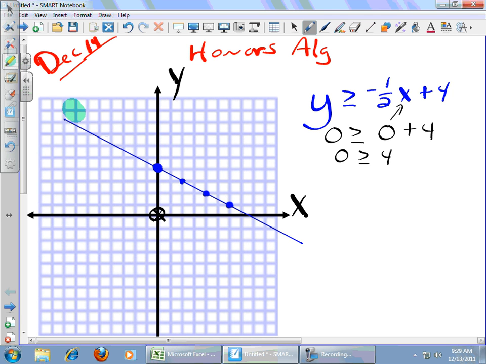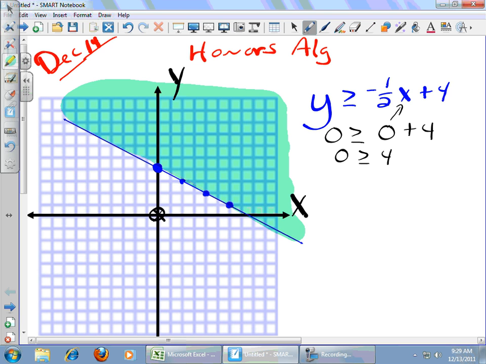So I will shade away from the point 0, 0, because that was my test point. If I'd gotten a true statement, I would shade where the test point was. But since I got a false statement, I shade the other side. Now, of course, that shading goes on forever above that line.